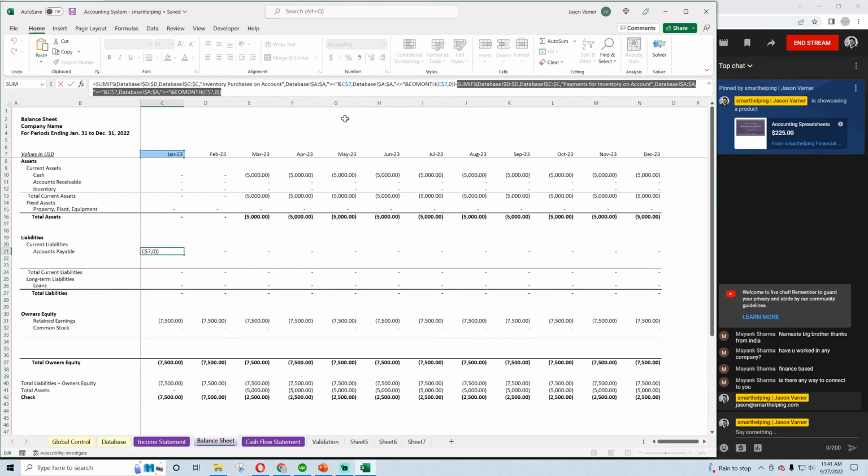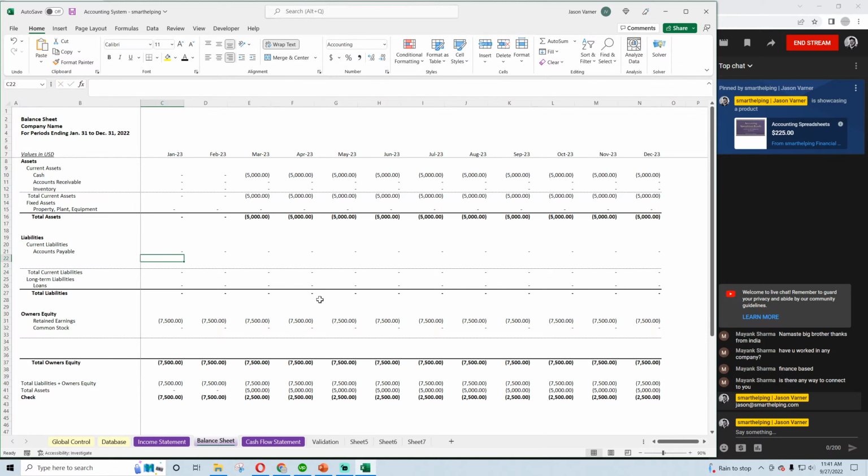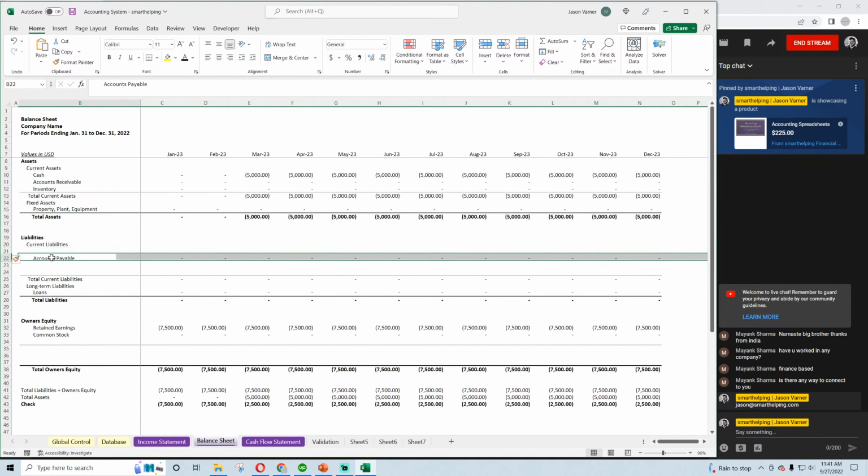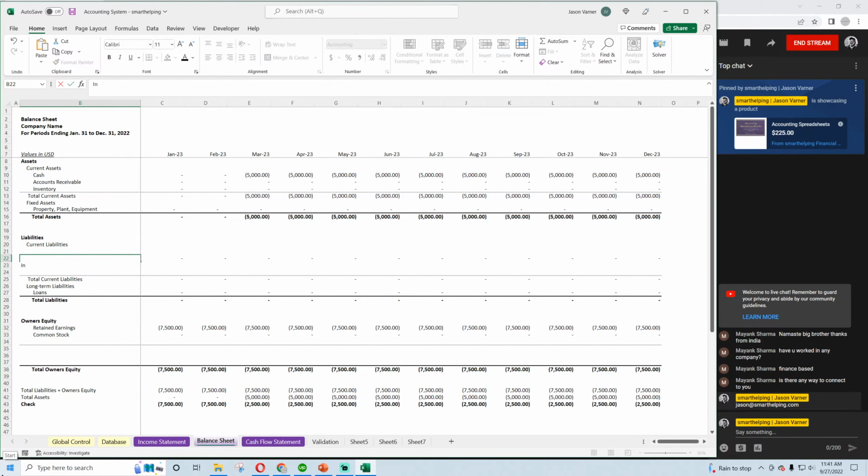this, and yeah, this is going to get complicated. So we add inventory purchases on account. We reduce payments for inventory on account. We add, and you know what? Hold on. I'm going to make a couple entries here. So we're going to have inventory payables be its own thing.